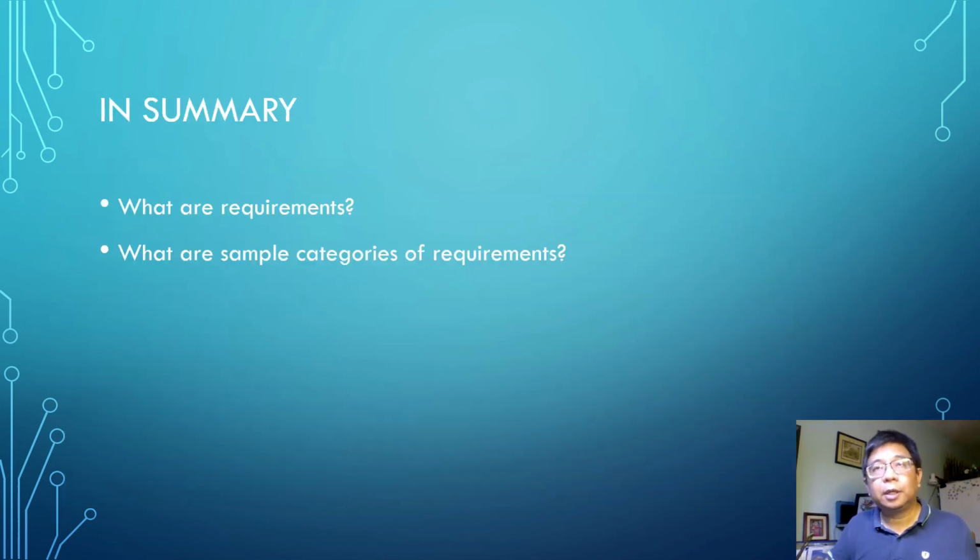So in summary, what did we learn in this second video in the series about scope process management? 1, we identified what are requirements, and 2, I gave you sample categories of requirements. It's not exhaustive, but at least it's a prompt for you to be able to generate other requirements.